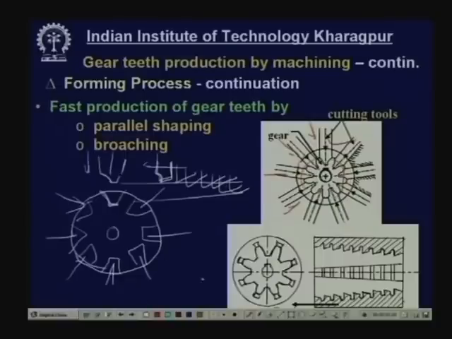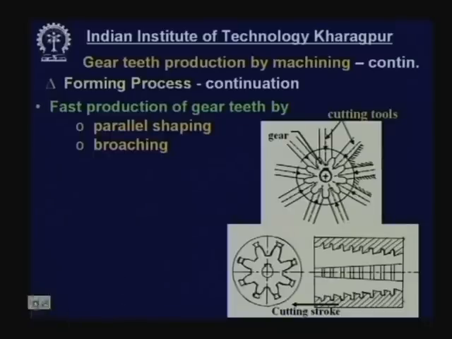So this is a very fast process, productivity is very high, accuracy is high, surface finish is very good, but even then it is not very popular because it is very complicated, the machine is very expensive, maintenance is expensive, and changing the gear from one model to another, from one number of teeth to another, is also very expensive. So this is not very viable.